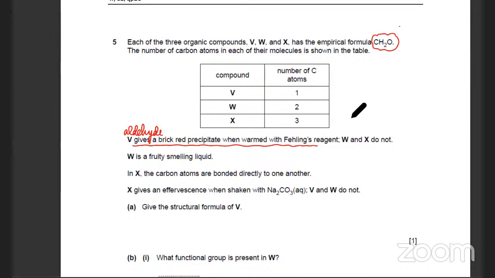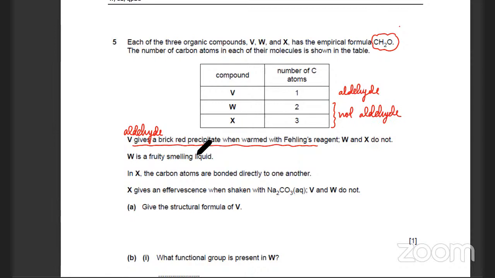What about the second one? W and X do not. So that kind of indicates that W and X are not aldehydes. So V is an aldehyde. I'm just going to write it in front of that. And these two are not aldehydes. So that's the first information that you're getting.